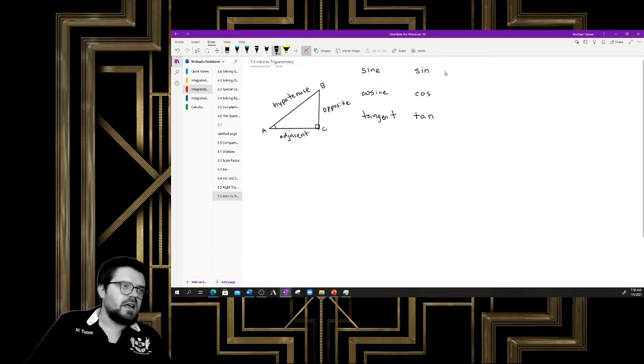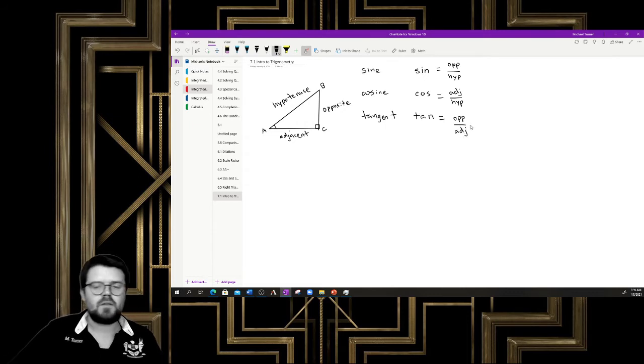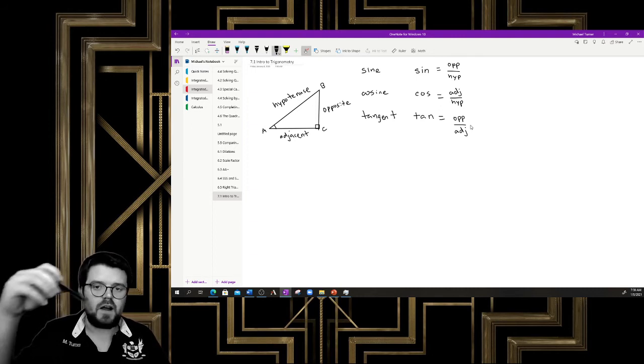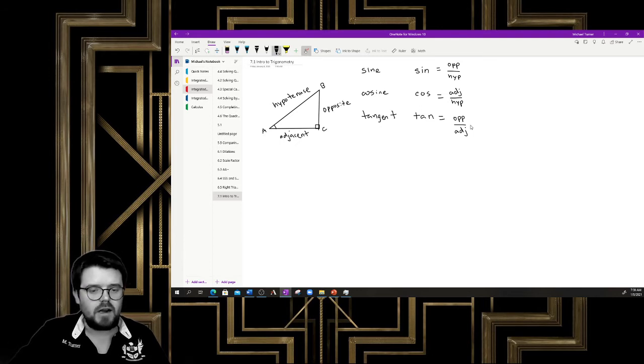Sine is defined as being the opposite side over the hypotenuse. Cosine is defined as the adjacent side over the hypotenuse. And tangent is the opposite side over the adjacent side. So if I asked you to find the sine of a given angle, all you're really doing is finding the two given sides and writing it as a fraction.